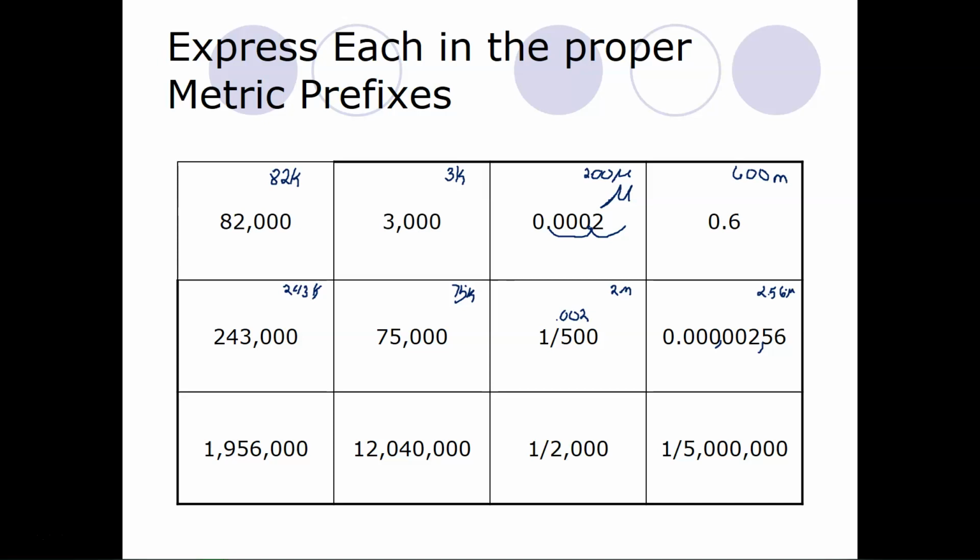Everybody following so far? Yes, ma'am. Okay. This guy is 1.956. So here's kilo. Here's mega. So you end up with mega, which is an uppercase M, which I'm having a hard time doing right now. So it's 1.956 mega. In which case, we'll call this one 12 mega. It's an uppercase M.